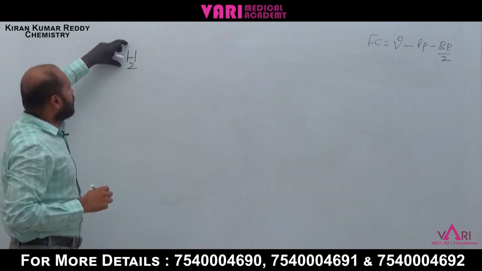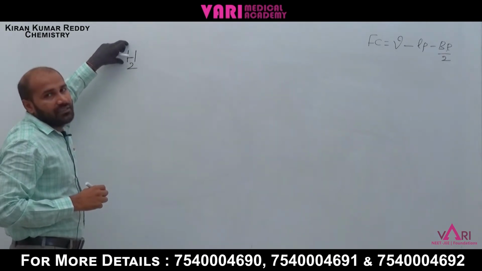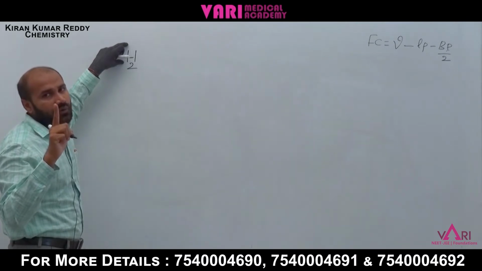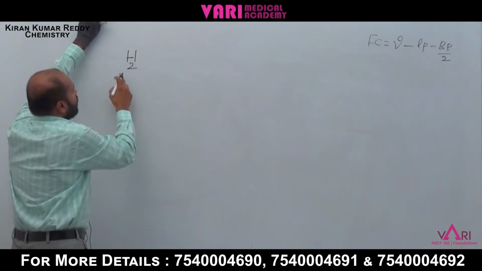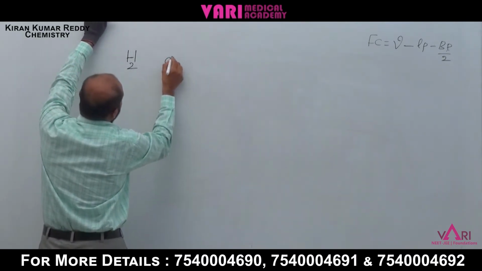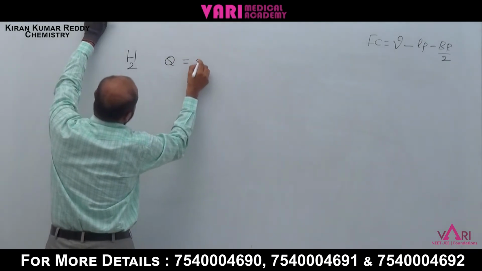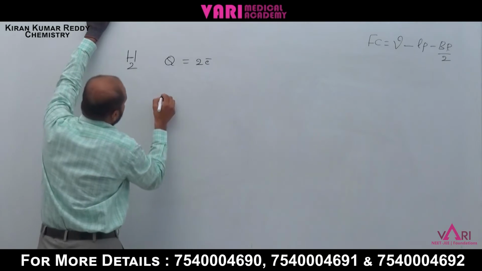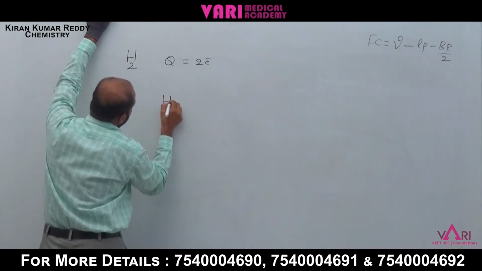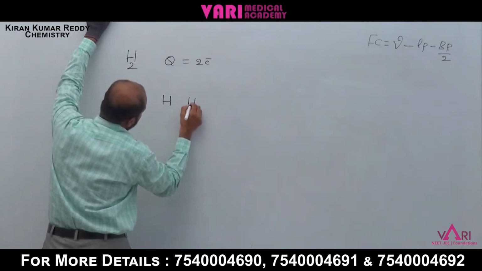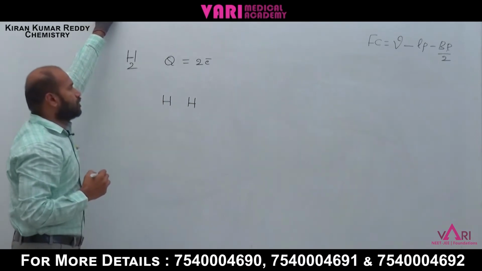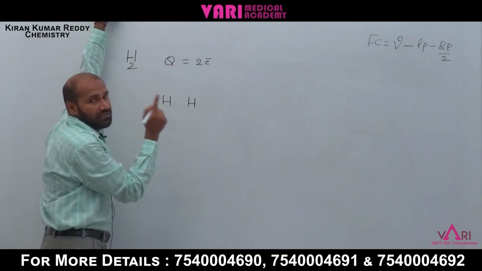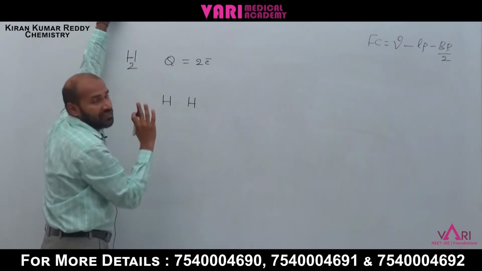In H2, how many electrons are present? 1 hydrogen: 1 electron, 1 proton, 0 neutrons. Now Q is equal to how many electrons? 2 electrons. I am taking 1 hydrogen here, another hydrogen here. 2 hydrogens: 1 hydrogen has 1 electron, another hydrogen has 1 electron, that is 2 electrons.